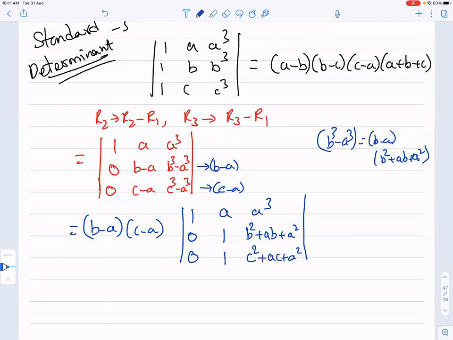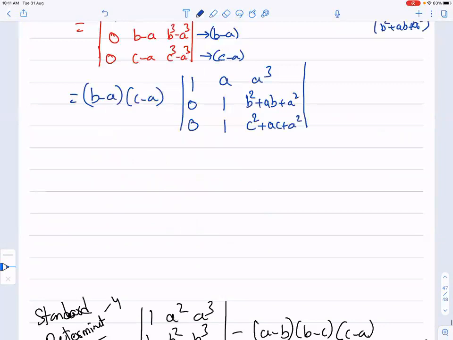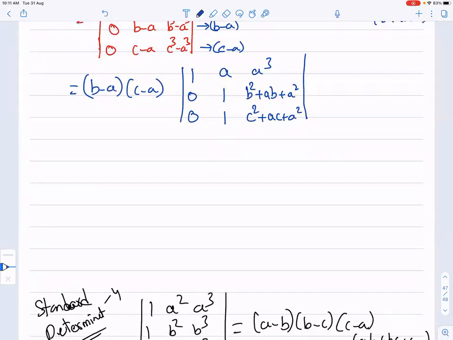Now what am I going to do? I'm going to do a further change, a small change. I'm going to subtract like this. C2 goes to C2 minus C3. Sorry, not C2, R. My mistake. R2 goes to R2 minus R3, I'm going to do. If I do that, what will I get?